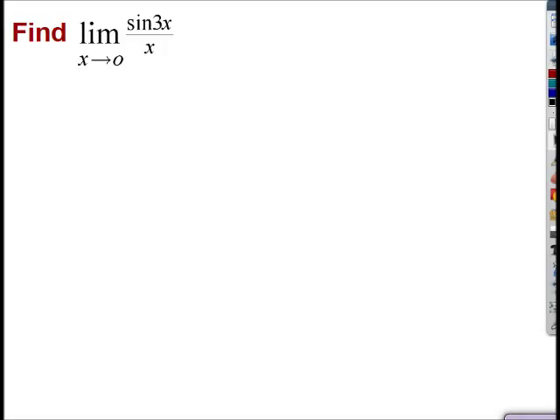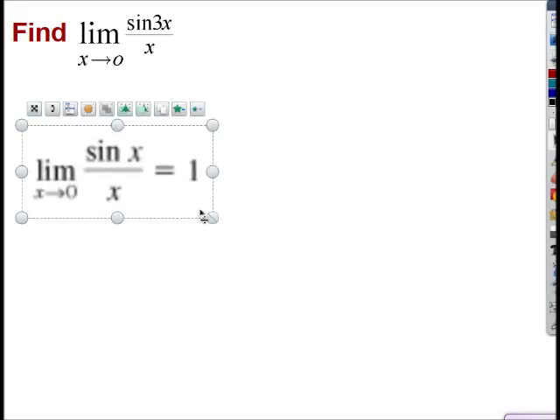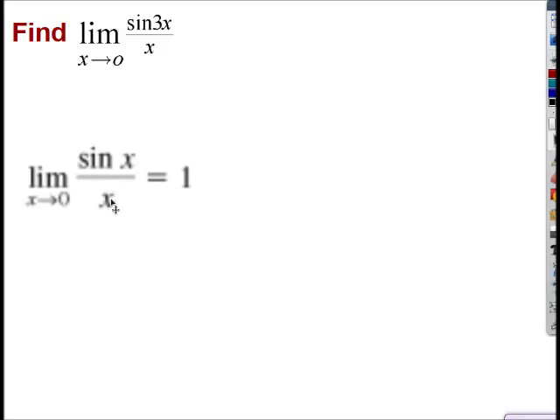According to the squeeze theorem, we know that the limit as x approaches 0 of sine of x over x equals 1. This looks a lot like that, but this has a 3x and this just has an x. One thing to keep in mind is, even though the identity here uses an x and an x, if you have the same thing here as down here, this identity still holds true.